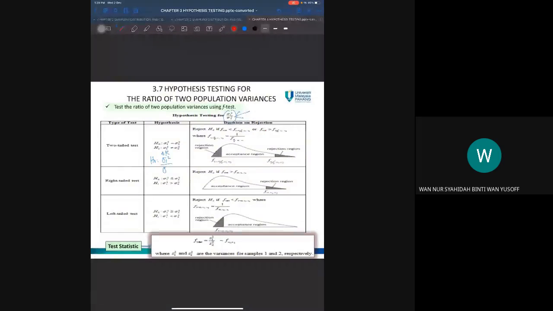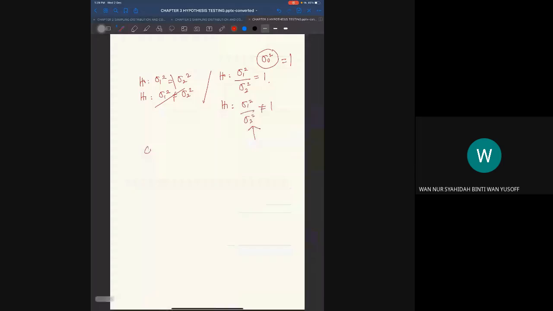So in this case we use the F test. Similar idea as a confidence interval, it is just S1 square divided by S2 square. And then similar to the chi-square test, for the critical value.